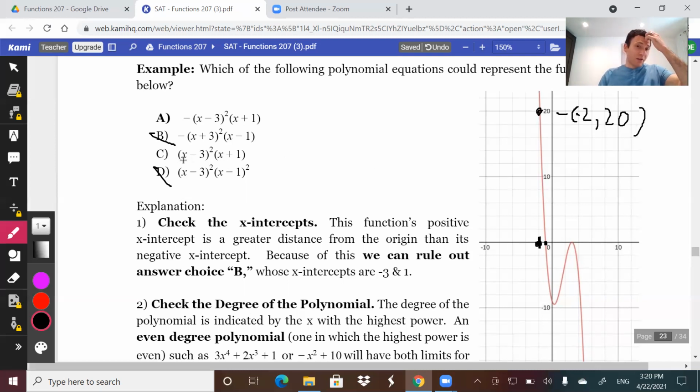If we put that into the C function, -2 minus 3 squared, we end up getting -5 squared, which is 25, -2 plus 1.